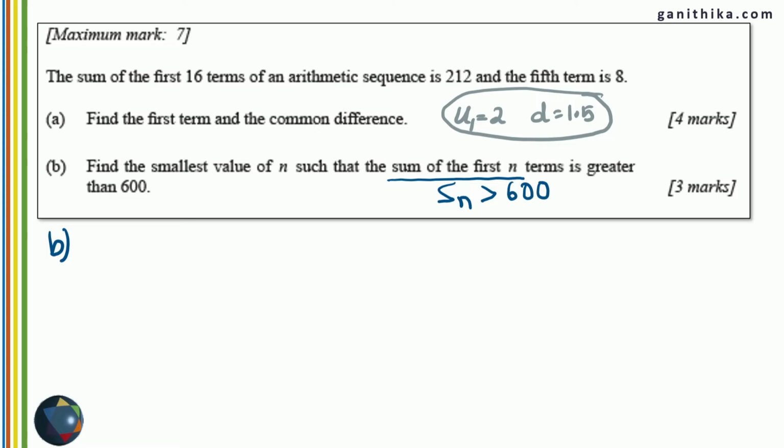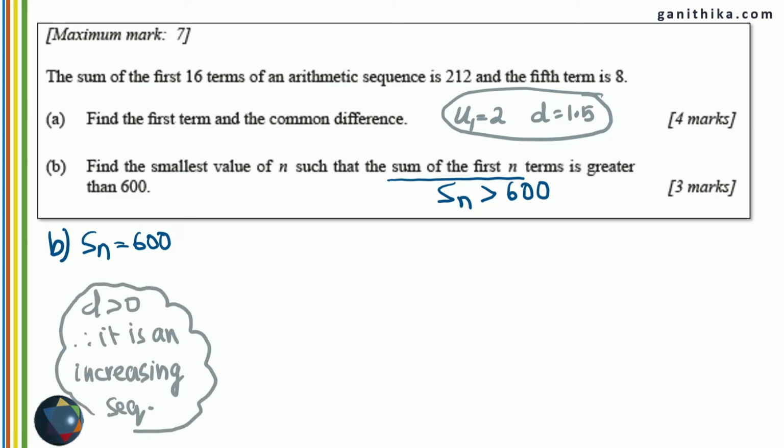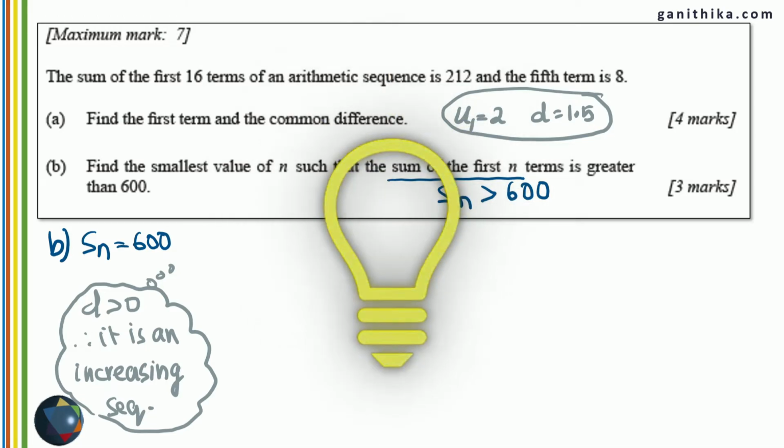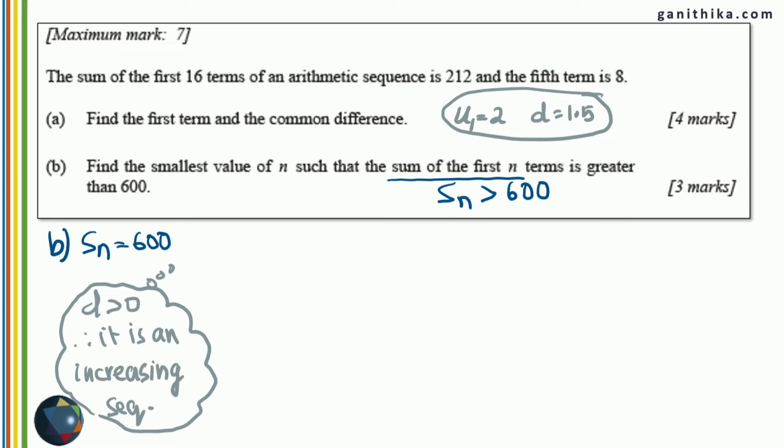Now again we are going to inequality questions with Sn. So you need to think about Sn equal to 600, and then the next thing that should come to mind is that D is positive, therefore it is an increasing sequence. Keep these two things in mind. You are going to solve for Sn equal to 600, and you are going to use the concept that the sequence given is increasing because D is positive. Keep this in your mind before you proceed to the next step.